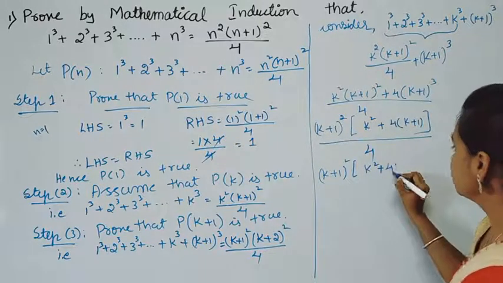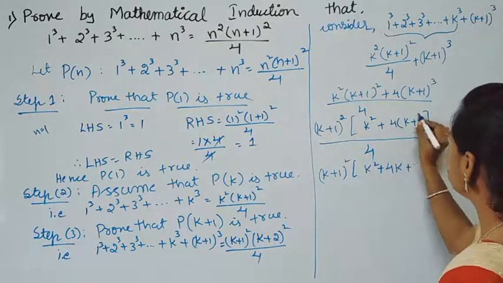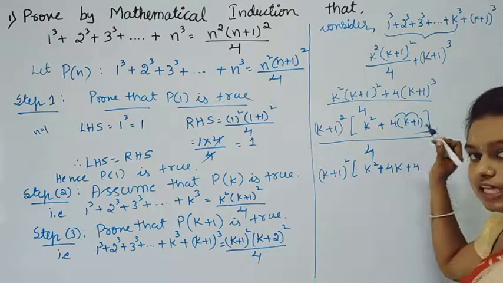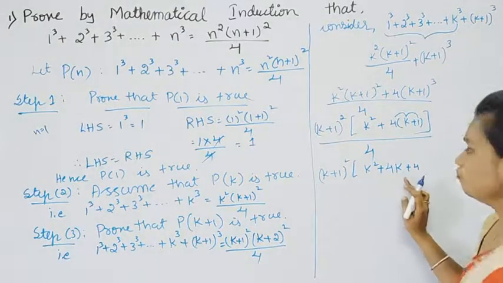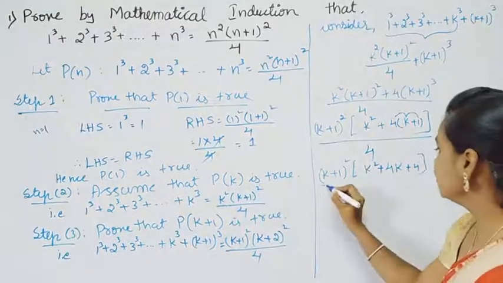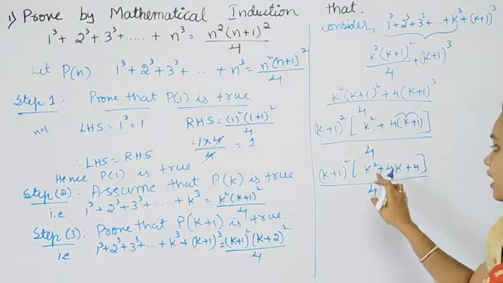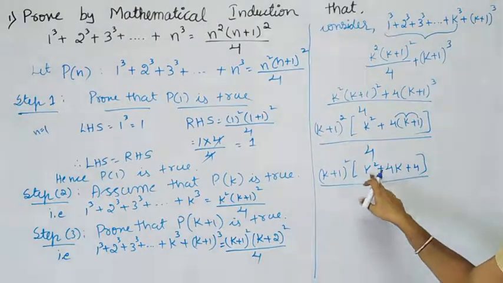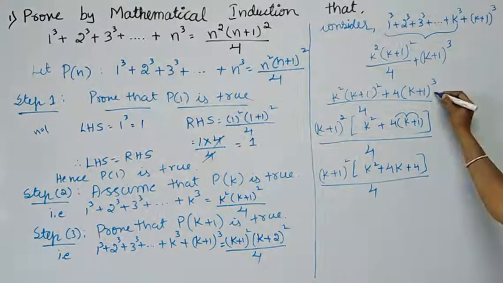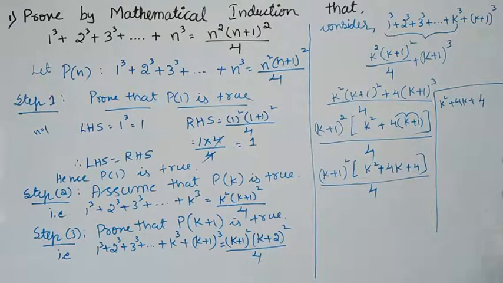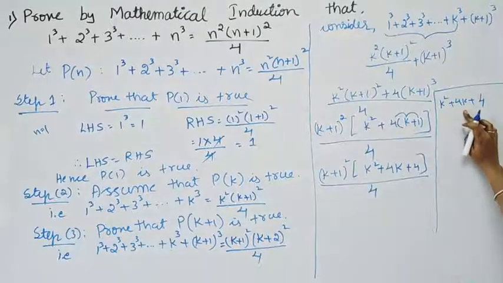4 into k becomes 4k, plus 4 ones are 4. So we have to multiply 4 by k and also for 1. So we get 4k plus 4, whole divided by what? 4. Okay. So next you have to factorize this term. So how to factorize? I will factorize here. So k square plus 4k plus 4, right? So multiply we get 4, add we get 4.